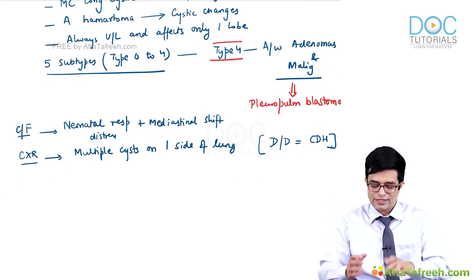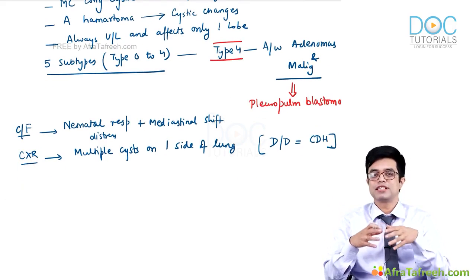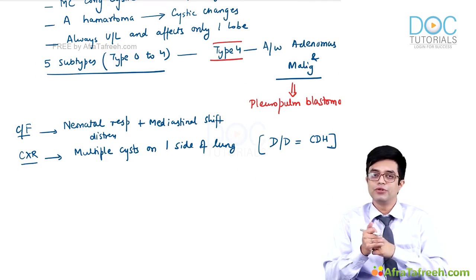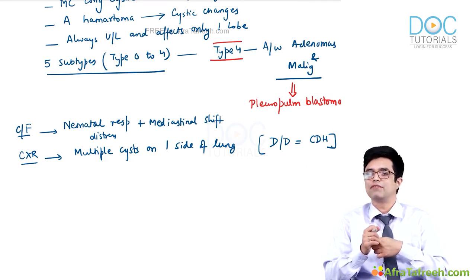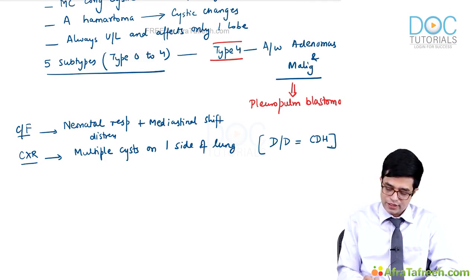So these are the chest X-ray findings. However, many times chest X-ray findings can be confusing, and so you need to perform ultrasound or CT scan for definite diagnosis. So the treatment again in these patients is surgical resection.